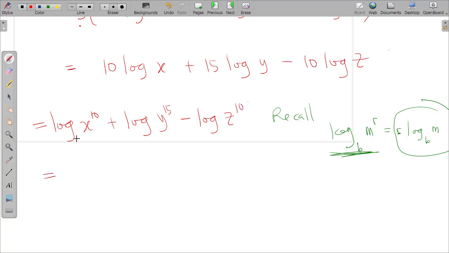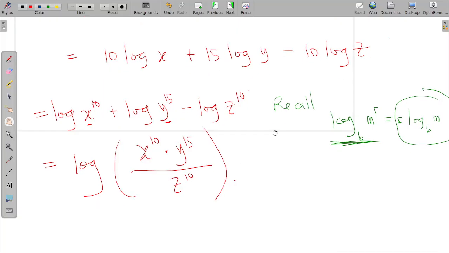Now you will see that this log doesn't have a base written, so we can assume it is base 10. Now these two are connected by addition, which makes the log a multiplication. So I can write a single log: x raised to the power 10 multiplied by y raised to the power 15, all over, this now is division, z raised to the power 10. That is it as a single log.